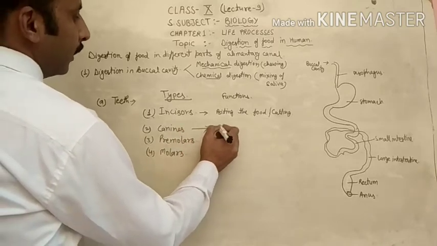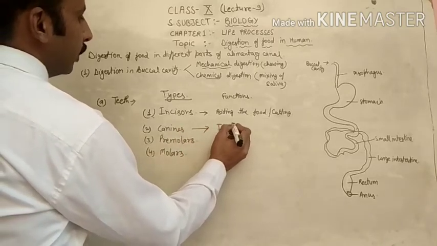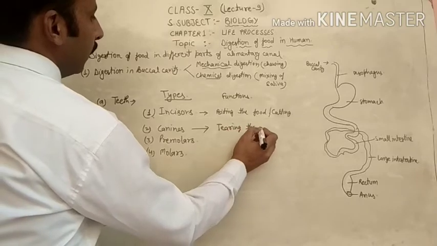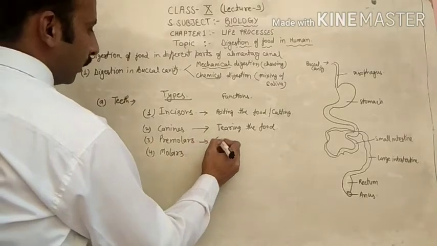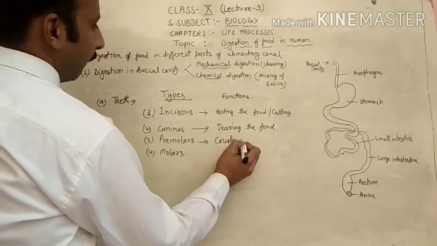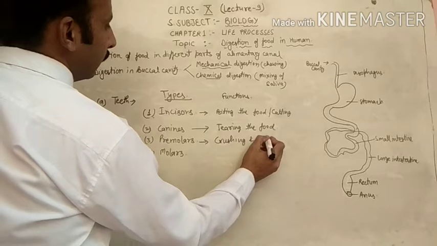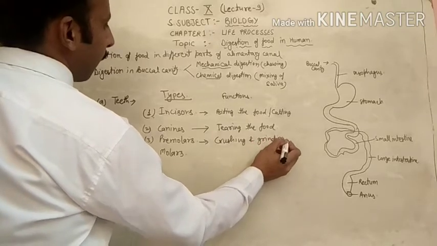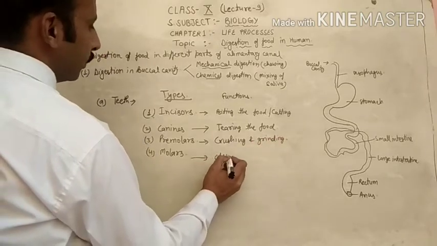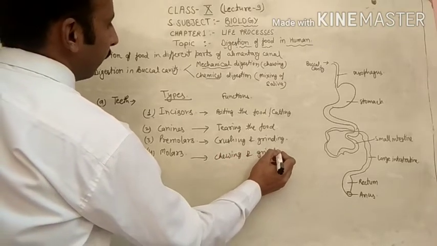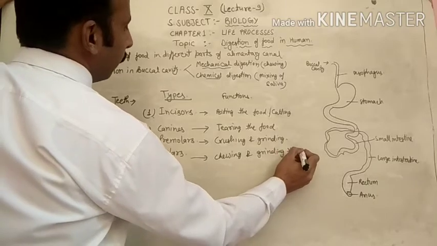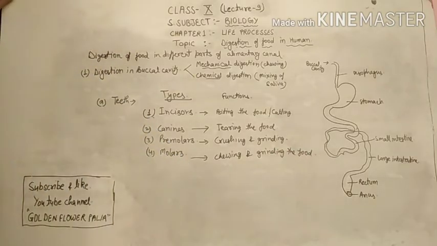Canines help in tearing the food. Next, premolars and molars help in crushing, chewing and grinding the food. These are the different types of teeth which are present in the human beings.